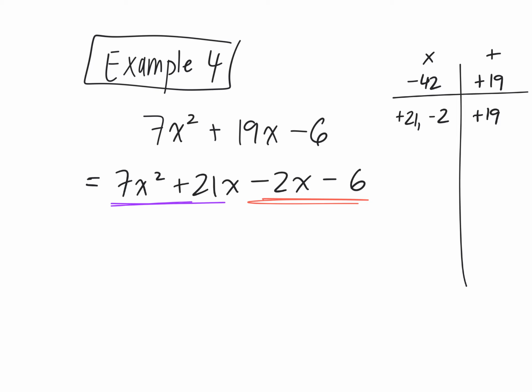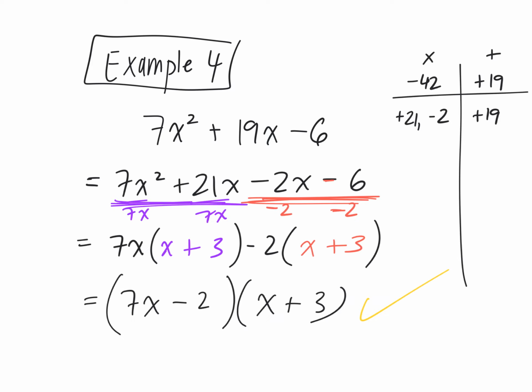So what's the final answer? What's 7x squared and 21x? What is their common factor of these two? Yep. So to summarize, we good?